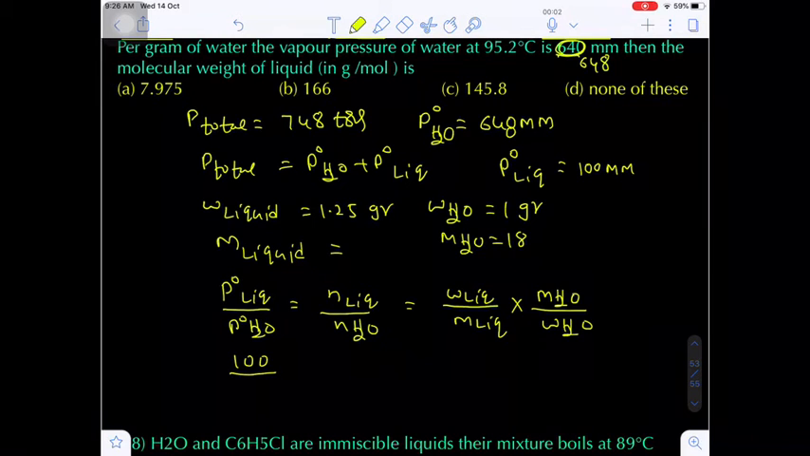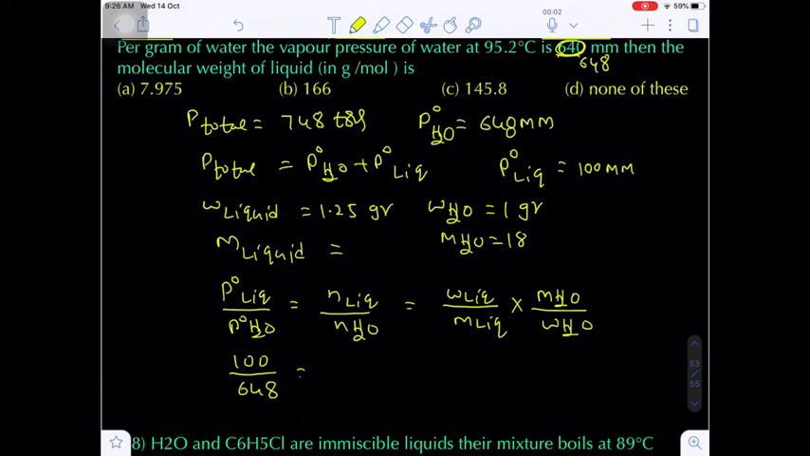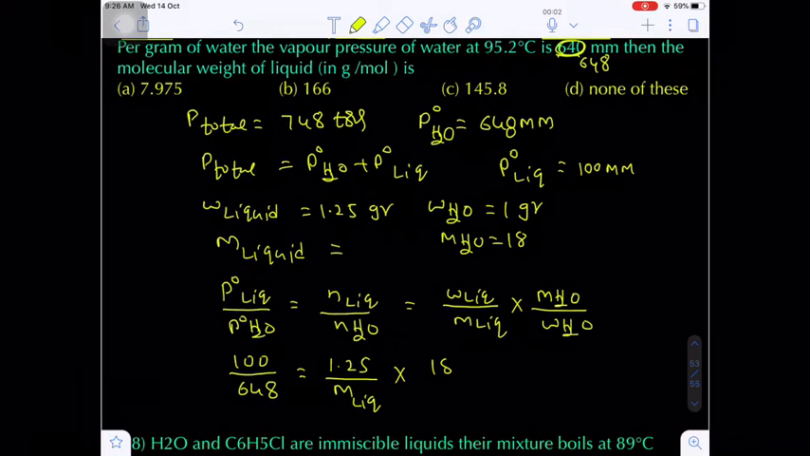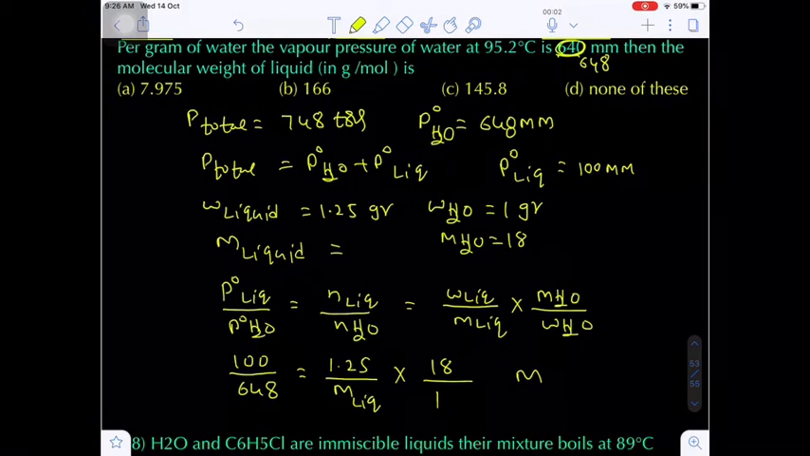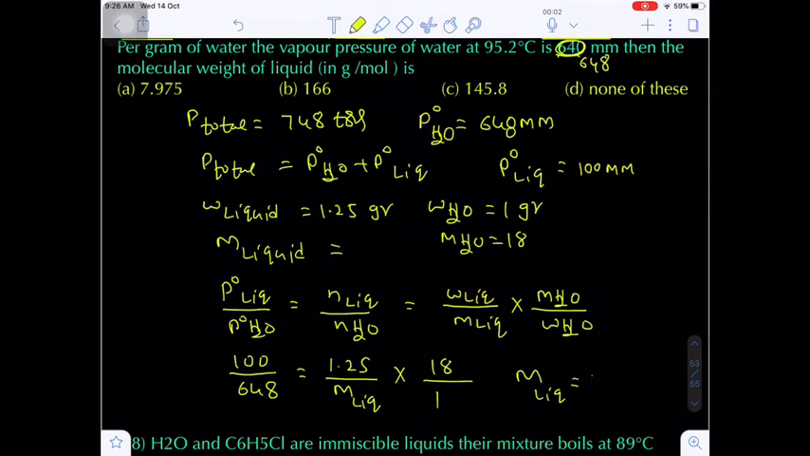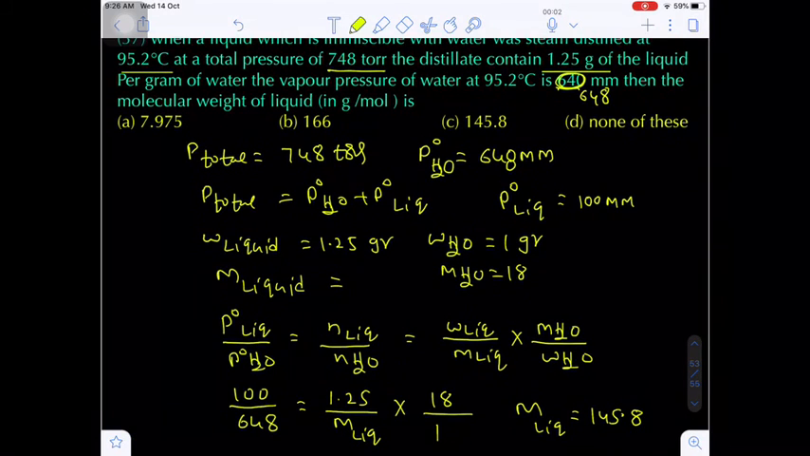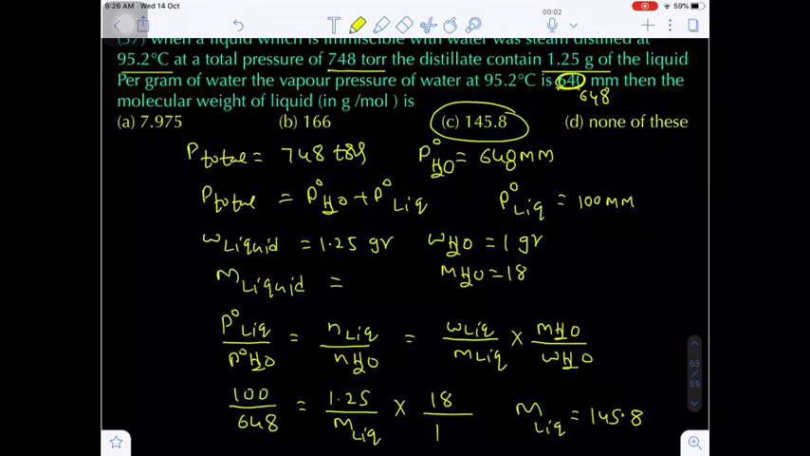Now the vapor pressure of the liquid is 100, the vapor pressure of water is 648, equal to the weight of the liquid 1.25 and the molecular weight of the liquid, which is to be calculated, with the molar mass of water 18 and the weight of water 1 gram. So after simplification the molar mass of the liquid will be equal to 145.8.